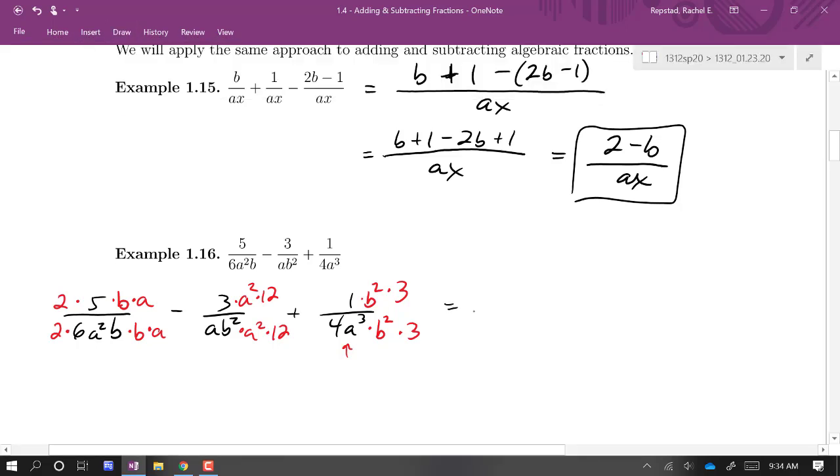Okay, so that common denominator, what do we get? What goes downstairs? 12a cubed b squared. Good. And in the numerator?